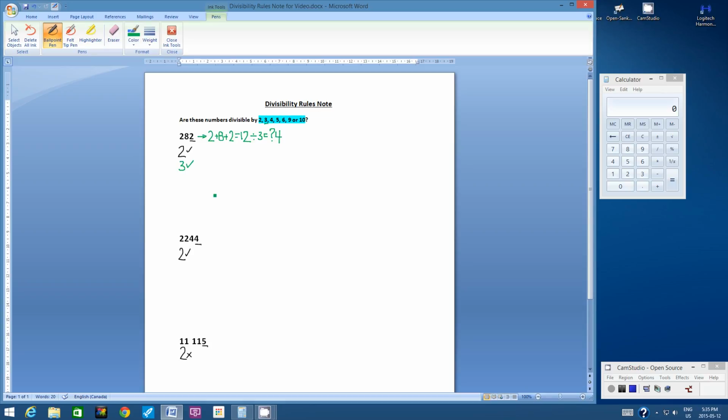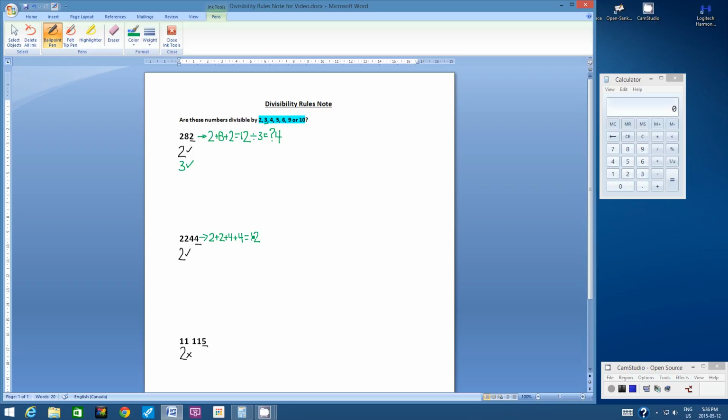Now let's look at the next number, 2,244. If we add up all of the digits, we have 2 plus 2 plus 4 plus 4. 2 plus 2 is 4, 4 plus 4 is 8, 8 plus 4 is 12. So again, we have this magic number 12.